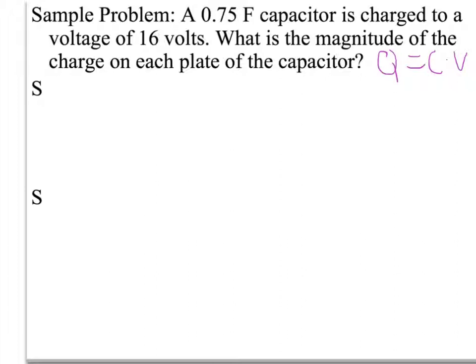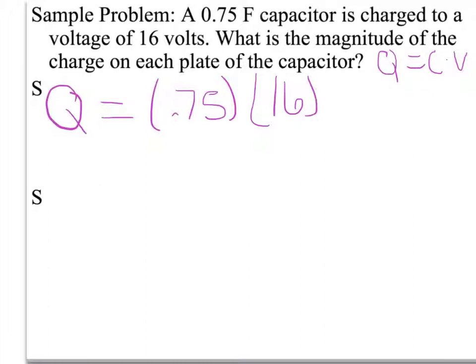Okay, our next step is the first S, which means substitute. So we're going to take the numbers we wrote down in our given information and plug them into our equation. That gives us Q equals 0.75 times 16. When we put these numbers into a calculator to solve them, which is our last S, we get Q equals 12 coulombs. Remember, if there's ever a prefix in front of a unit, we must convert to the standard unit. We cannot leave the prefixes. That would give us an incorrect answer.